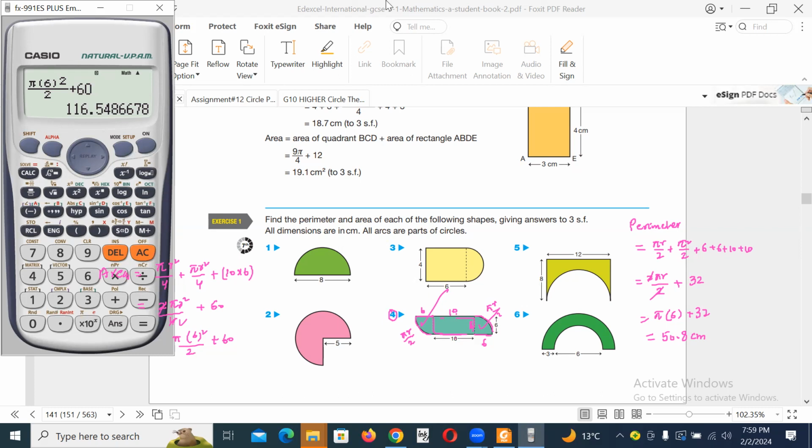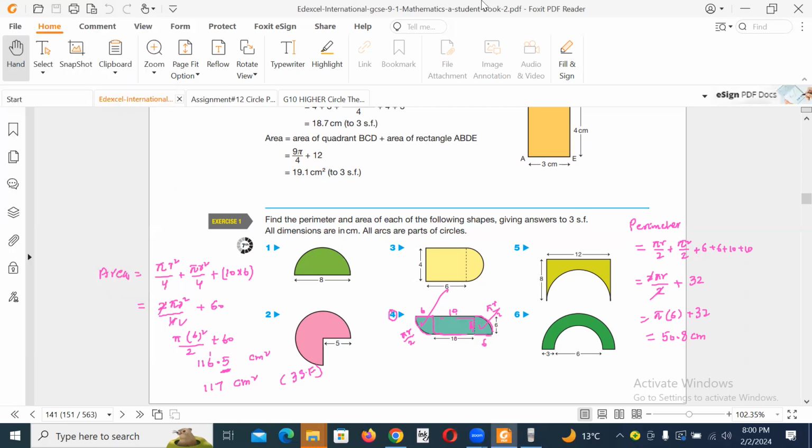So it gives me 116.5. As they want us to write 3 significant figures, I will round up 5, so it will affect the 6 as well. Okay, let me write first. It is 116.5 centimeter square, but these are 4 significant figures. If you want to write 3, you have to round off this one. So add 1 means 117 centimeter square. Here you have 3 significant figures. I hope it is clear. And if you have any question, you can ask me.